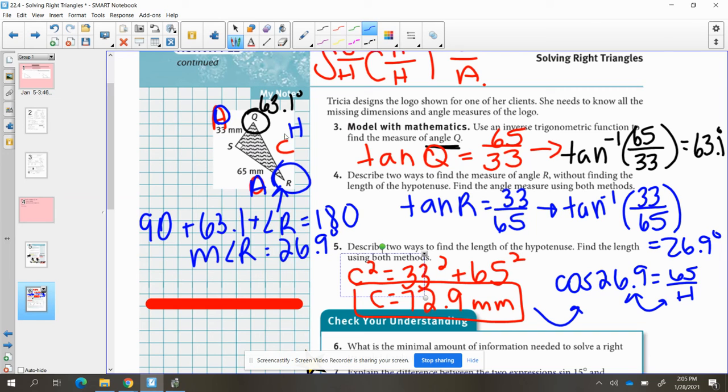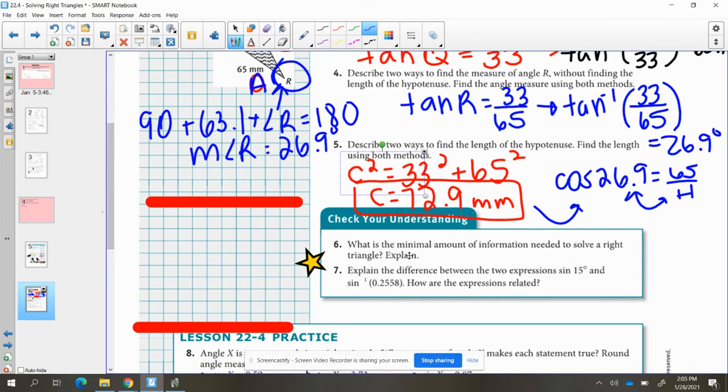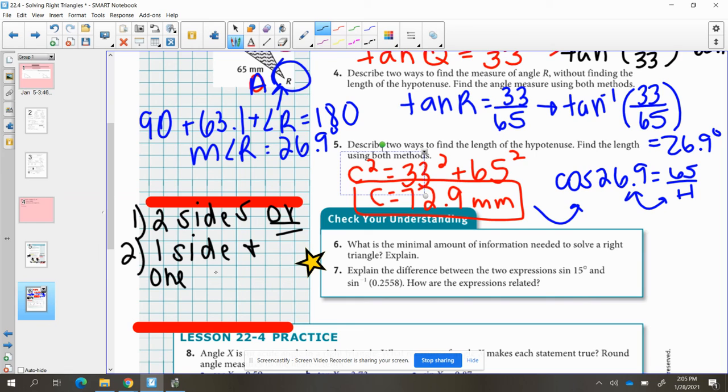Okay. So again, for number 6, to satisfy what's the minimum amount of information we're going to need? Well, the minimum amount of information that we need is we either need two sides of a right triangle, or we need a minimum of one side and one acute angle given in our right triangle. Otherwise, we don't have enough information to solve. Now, that's not normally going to be the case, but it's something that we need to know.